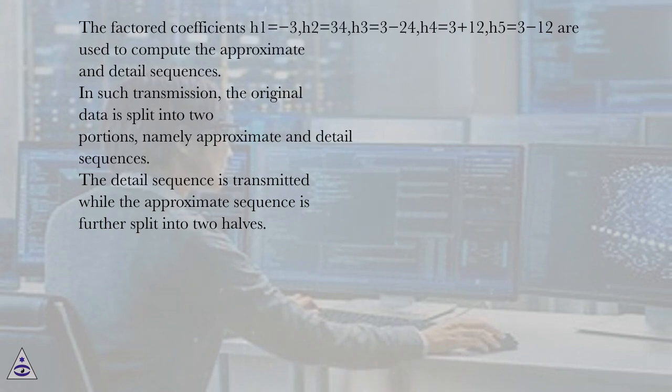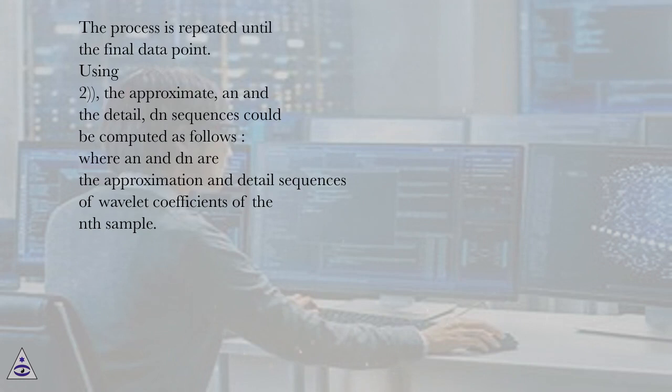In such transmission, the original data is split into two portions, namely approximate and detail sequences. The detail sequence is transmitted while the approximate sequence is further split into two halves. The process is repeated until the final data point. Using equation 2, the approximate An and the detail Dn sequences could be computed as follows, where An and Dn are the approximation and detail sequences of wavelet coefficients of the nth sample.